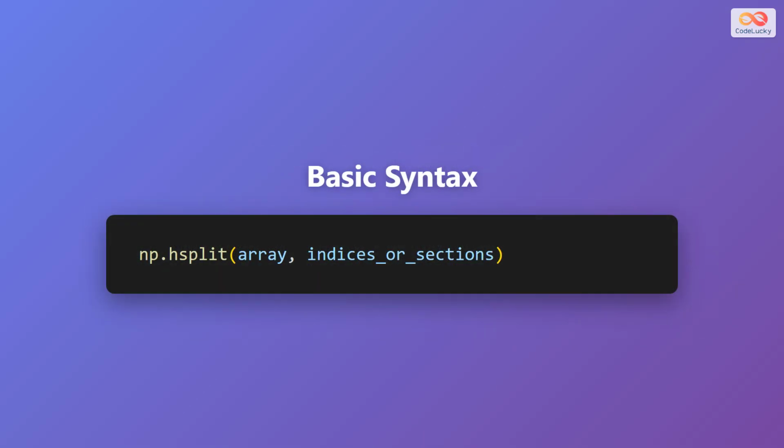The basic syntax is straightforward. You call np.hsplit and pass two parameters. First, the array you want to split, and second, either the number of sections you want or a list of specific column indices where you want to split.